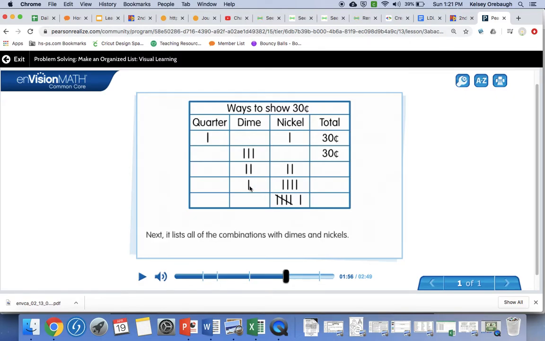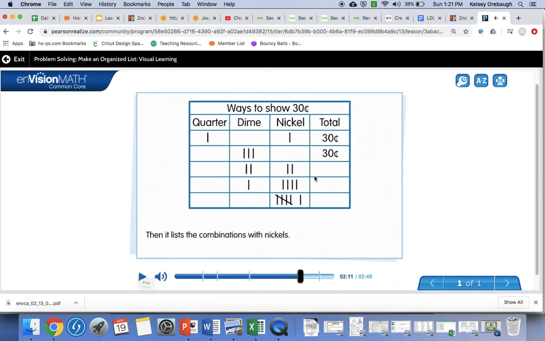Another way we could do it, one dime and 4 nickels. Once again, a dime is worth 10 cents. Nickels are worth 5 cents each. Let's add that up. 10. And then if we skip count by 5s to add the nickels, 5, 10, 15, 20. 10 plus 20 is 30. You see 2 dimes and 2 nickels that make 30 cents. You also see 1 dime and 4 nickels that make 30 cents. Then it lists the combinations with nickels.